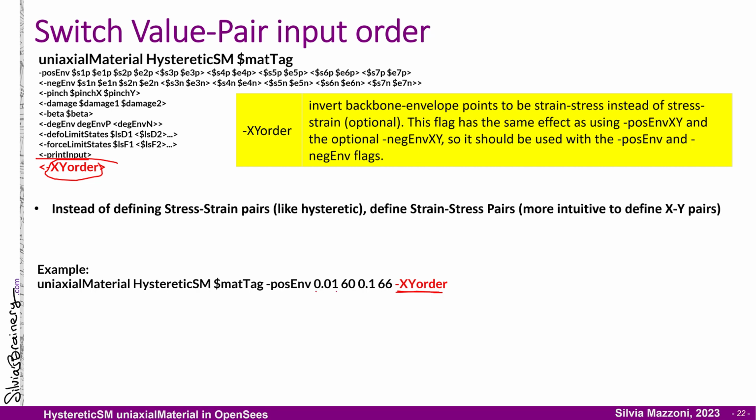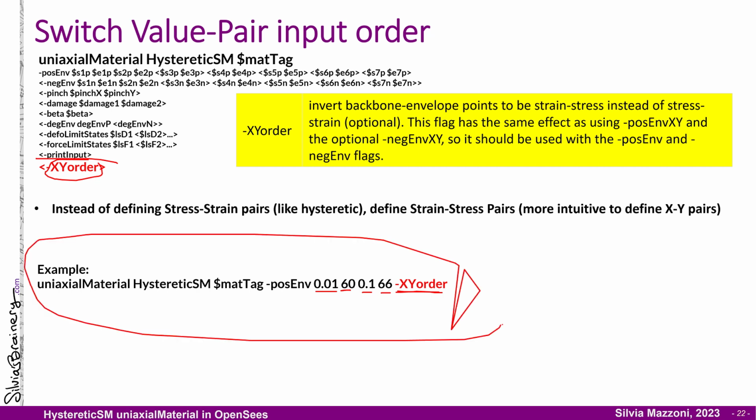And so now you can see here's a strain, here's a stress, strain, and stress for my positive envelope. And you see how much cleaner your input is in this case? So I really try to do that for input just so that it makes debugging and even just writing your input stream a lot easier.